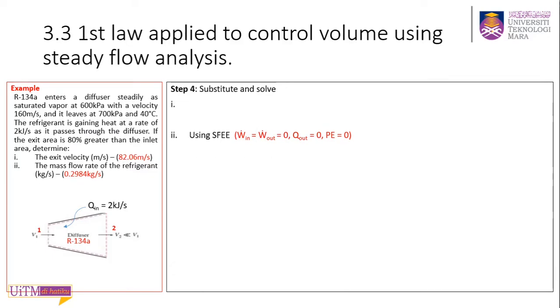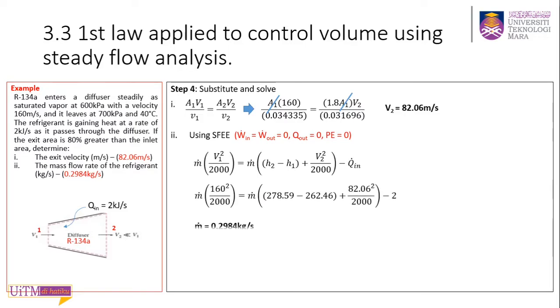Now, for step 4, from the conservation of mass principle, substitute the relationship for inlet and exit area given from the question. Since both sides has the term A1, we can cancel and therefore we can solve for the exit velocity. For mass flow rate, substitute the value into the SFEE and solve for the equation. We can see here the answer for mass flow rate is 0.2984 kilograms per second.